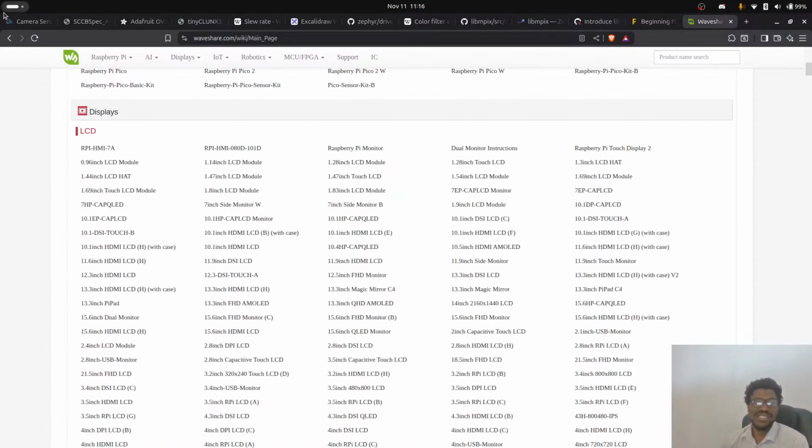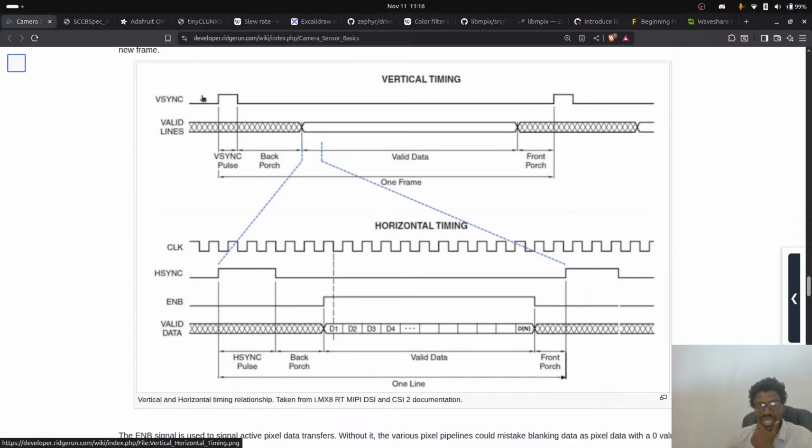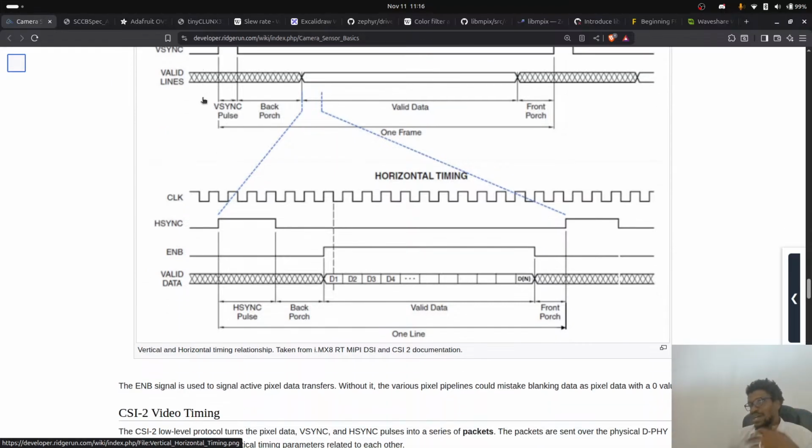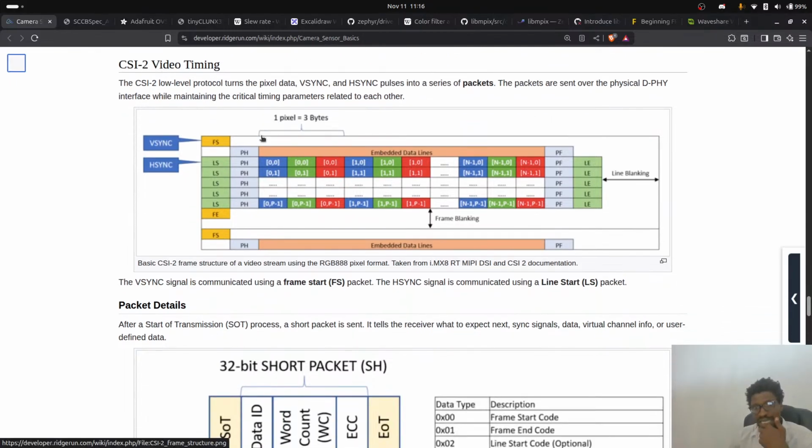But varied image sensors will have varied clocks, and you can use all of these different clocks in different ways. Basically, that is the story. And a pixel clock defines how long it takes to sample a pixel. And then there's CSI2 video timing. And this is more than image sensors now, because now we are looking at media pipes and all of those things. And the CSI2 low-level protocol turns pixel data, VSync and HSync pulses into a series of packets.